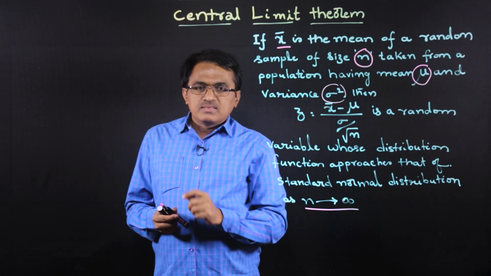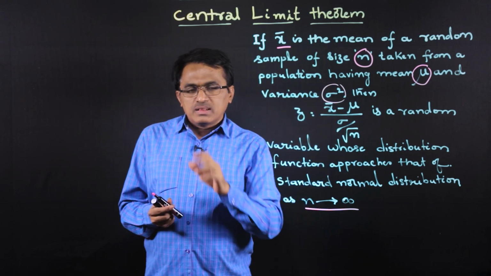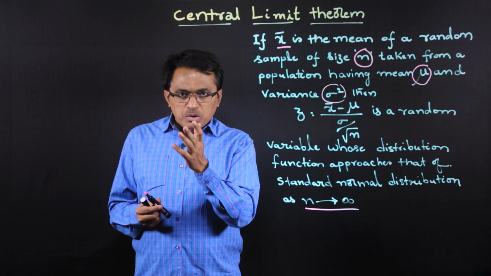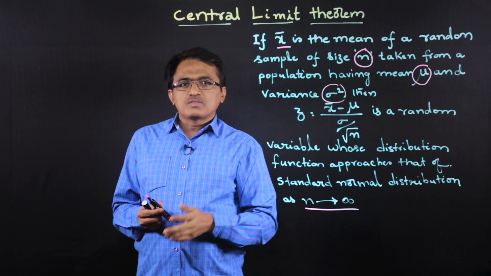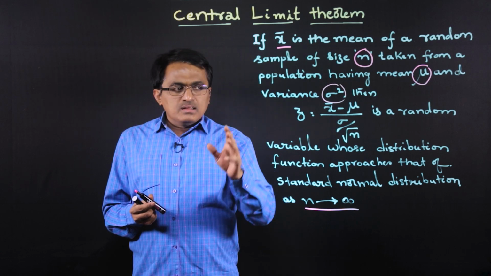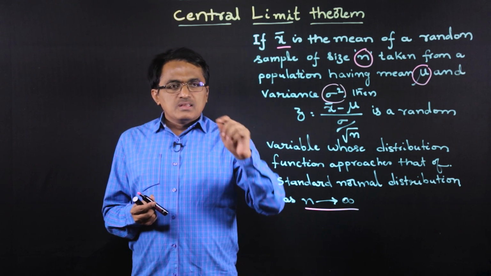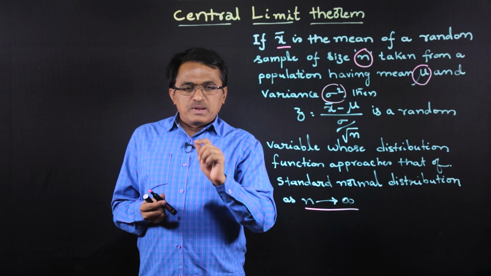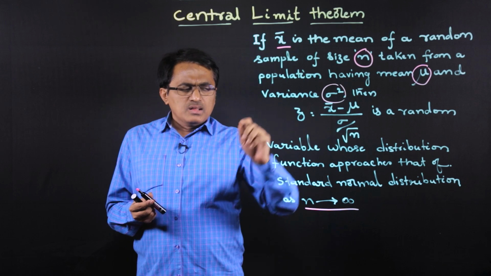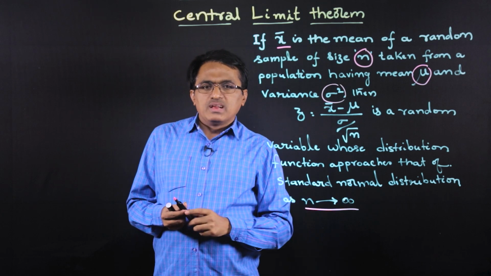The importance of this theorem is, if you see in the entire discussion, there is no information, no clue regarding the nature of the population. There is no clue whether the population follows binomial distribution, Poisson distribution, normal distribution, etc. Even then we are using the standard normal distribution, irrespective of the nature of the population, whether it is normal, Poisson, binomial, anything. So we can use the standard normal distribution when the size of the sample is very large.